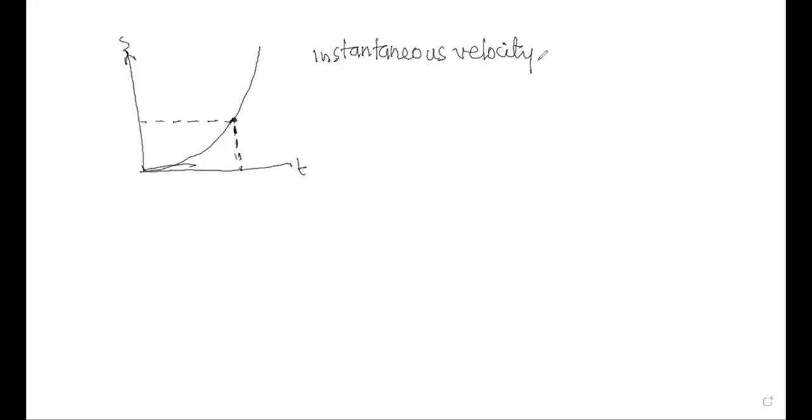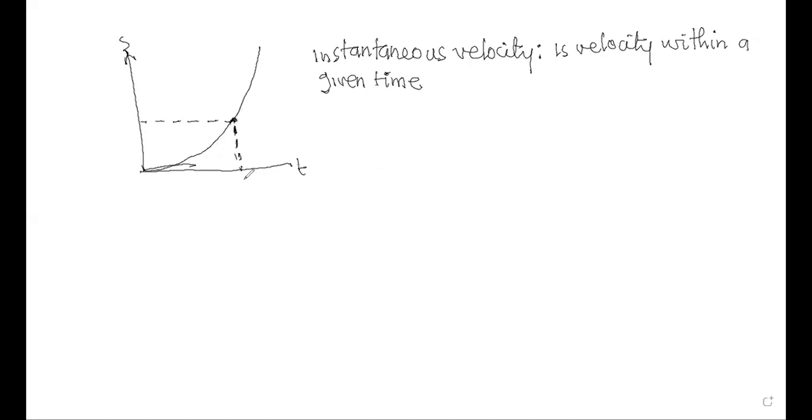Instantaneous velocity is velocity within a given time. The word instant means time. So instantaneous velocity is velocity within a given time.